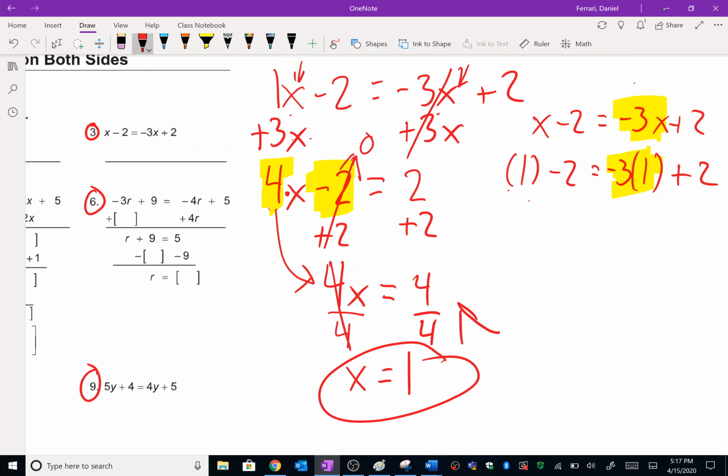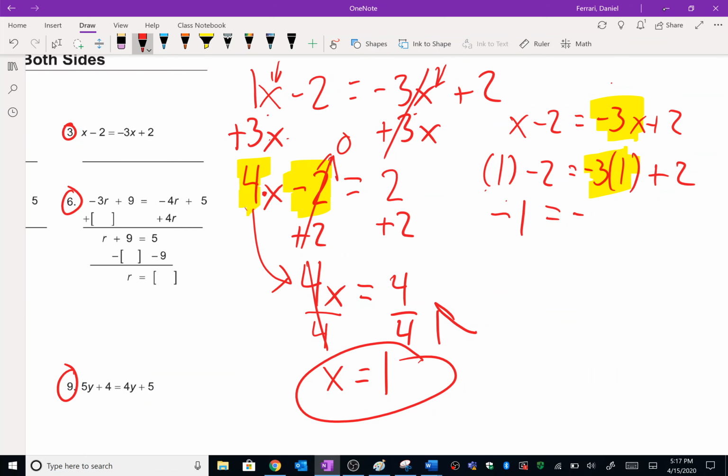1 minus 2, that is negative 1. Negative 3 times 1 is negative 3. Bring down the plus 2. And negative 3 plus 2 is negative 1. So now notice, negative 1 equals negative 1, that is a true statement. That means that this answer is correct.